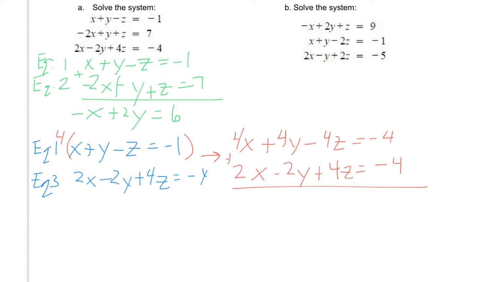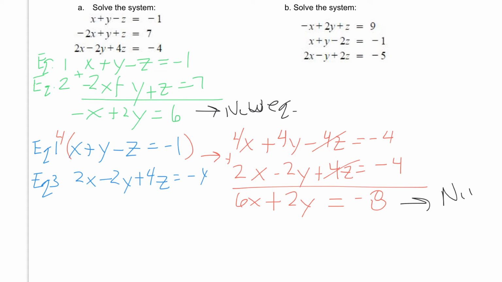Now if I go ahead and add these 2 together, 4x plus 2x will give me 6x. 4y minus 2y will give me positive 2y. My negative 4z and positive 4z will cancel. And negative 4 plus negative 4 will give me negative 8. So what I have here right now are 2 new equations. So this right here is the new equation that I've formed by eliminating the z. And this here is my other new equation. So what I've done is I've made 2 new equations with just 2 variables instead of 3.